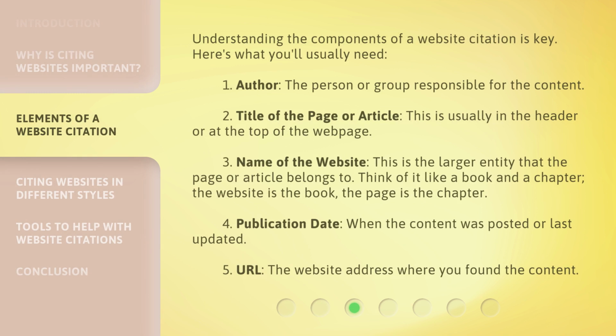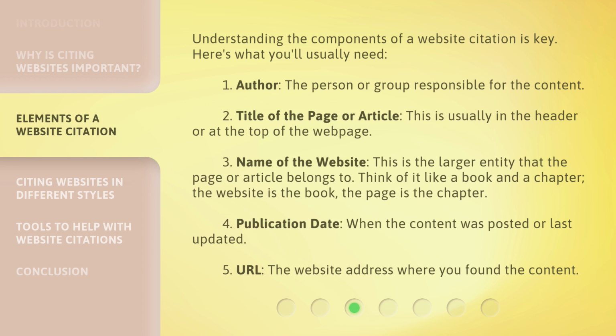Understanding the components of a website citation is key. Here's what you'll usually need. 1. Author. The person or group responsible for the content. 2. Title of the page or article. This is usually in the header or at the top of the web page.